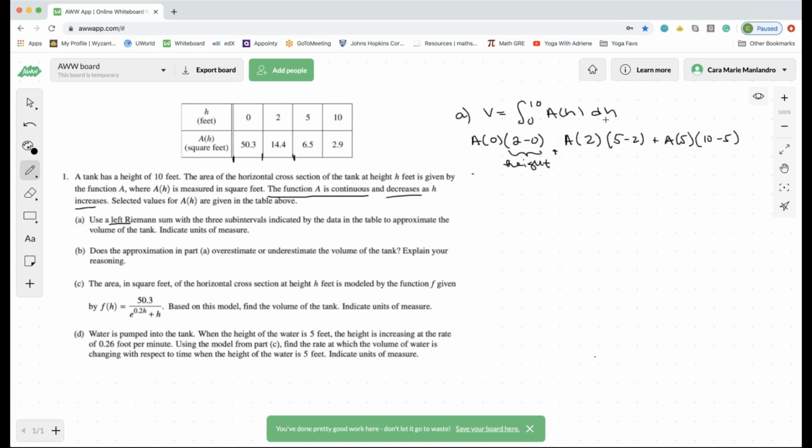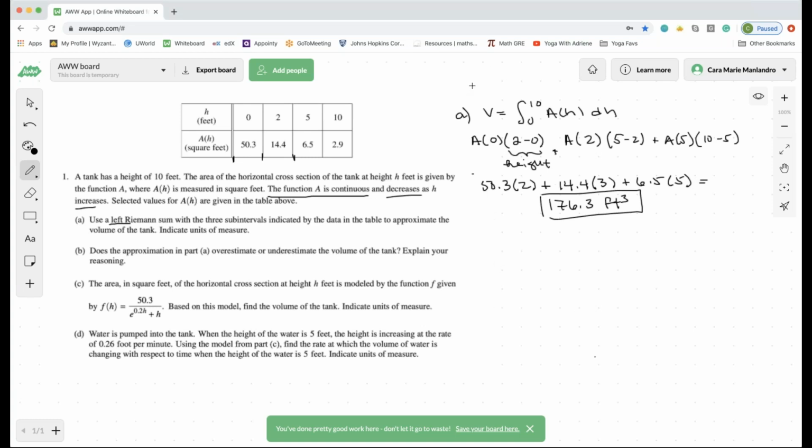And let's see. So this is 50.3 times 2 plus 14.4 times 3 plus 6.5 times 5. If I add that all up, I get 176.3 feet cubed. Okay. Does anybody have any questions on that?